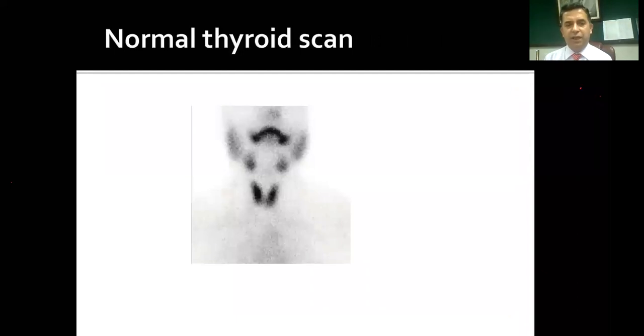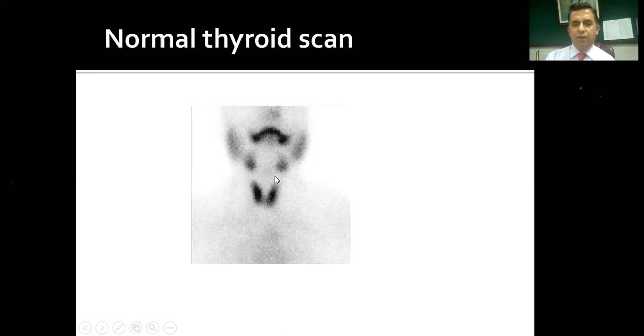So this is a normal thyroid scan. You see some uptake in the right lobe. This is the left lobe. This is the planar image. These are the submandibular glands, and these are the parotid glands. Because they all take up or concentrate a bit of radioactive iodine, they then excrete it into the mouth. So you see some activity in the other organs as well. So this is a normal thyroid scan.